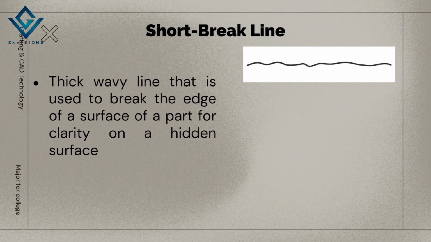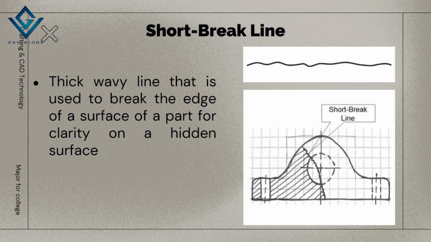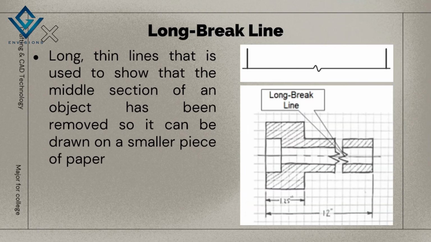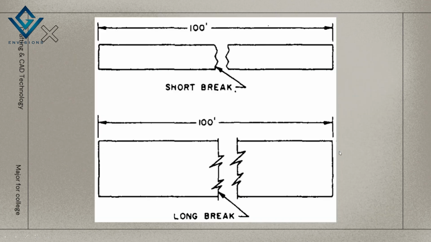Next, we also have the short break line. It is a thick wavy line used to break the edge of a surface of a part for clarity on a hidden surface. For example, this is the short break line. Next, we also have the long break line. The long thin line is used to show that the middle section of an object has been removed so it can be drawn on a smaller piece of paper. For example, this is the long break line. In comparison, this is a short break line and this is a long break line.